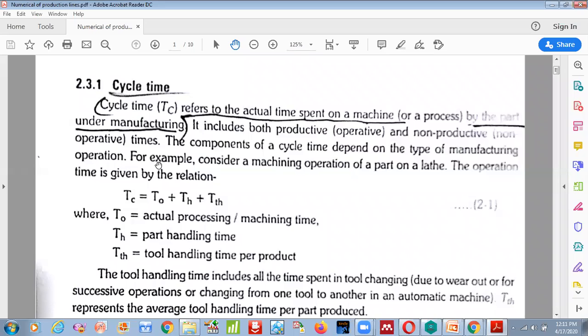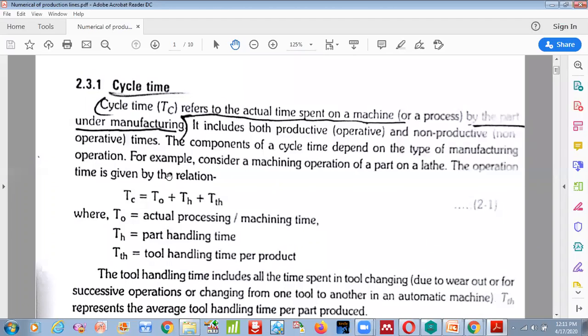Say, for example, for one bar element, if you want to make a thread, what is the time taken by the machine for that process? For the threading process. So the cycle time is nothing but the total time taken by the lathe to perform the threading operation, or the total time taken for the threading operation on this workpiece, which is under manufacturing. Okay, now when you come to that, we may get doubts.